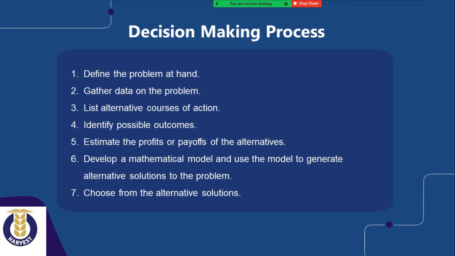Then step number 4, you identify the possible outcomes. If I take course of action A, what's going to be the outcome? If I take course of action B, what's going to be the outcome? And of course, as I've mentioned, all outcomes have a way they are communicating to you in form of payoff. So in step number 5, we estimate the profits or payoffs of the various alternatives.